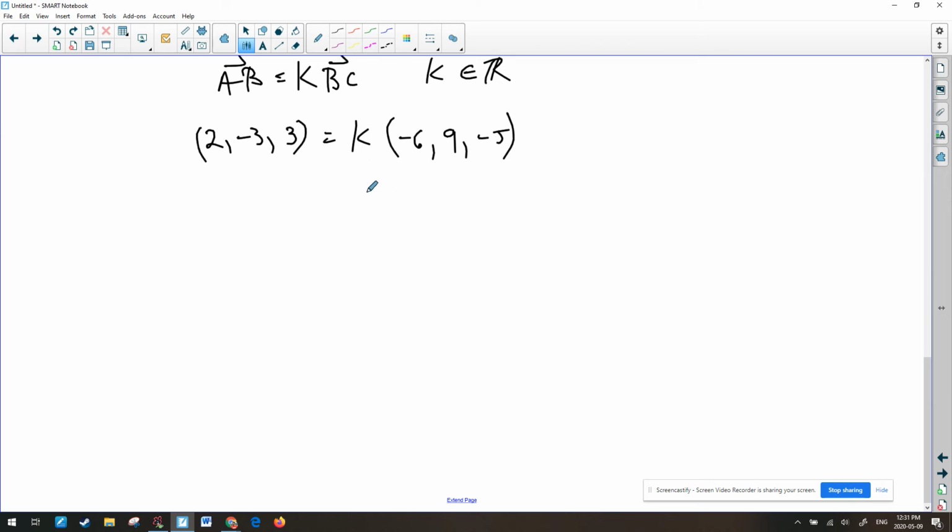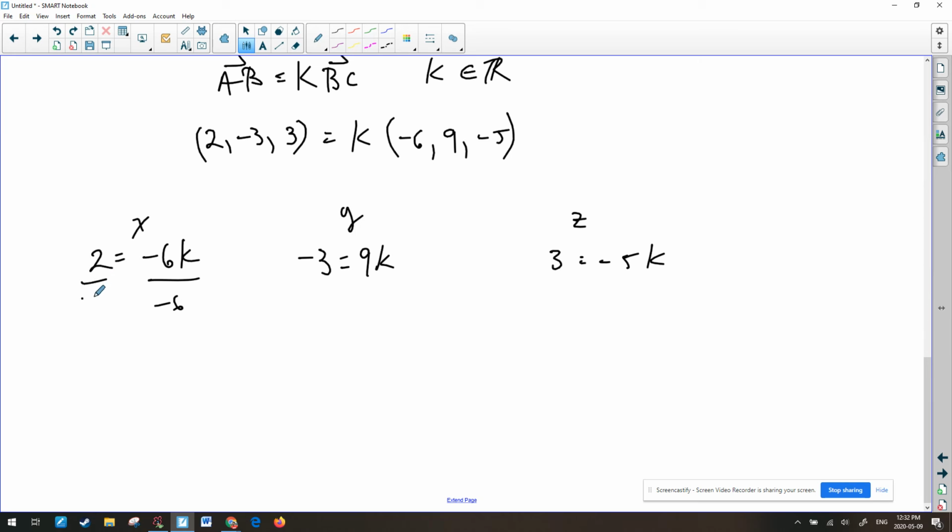Hopefully you can look at that and immediately diagnose that no, it's not. But for those of you who aren't seeing it, let's set up our equations. This will generate 3 simultaneous equations. From the x's, 2 must equal negative 6k. From the y's, negative 3 is equal to 9k. From the z's, 3 is equal to negative 5k. Let's solve. I'm going to divide by negative 6, and we get that k is equal to negative 1/3.